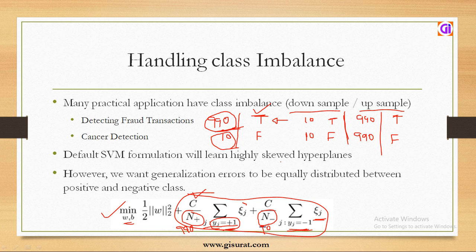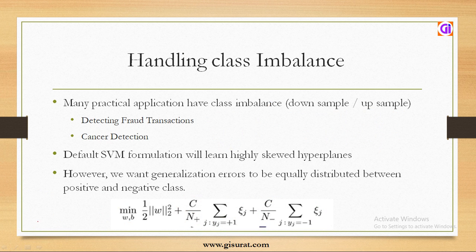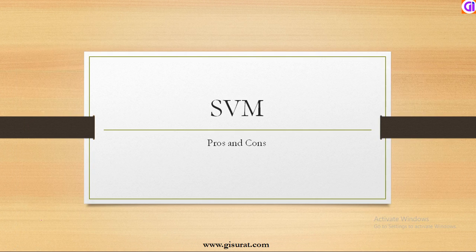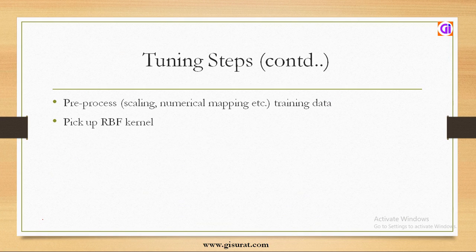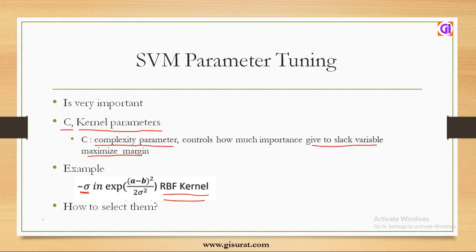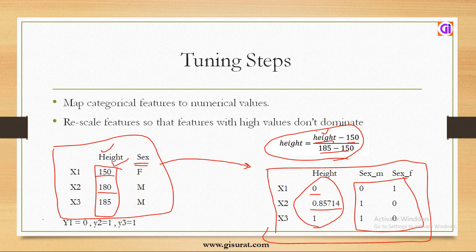So that is how to deal with a highly imbalanced data set. That's another problem which we have to deal with when we use SVM to develop the model. So that's the second thing. Up to this, we learned two things: how to tune the SVM parameters. In SVM parameters, guys, we have to provide two different things: the value of C and the kernel parameter.